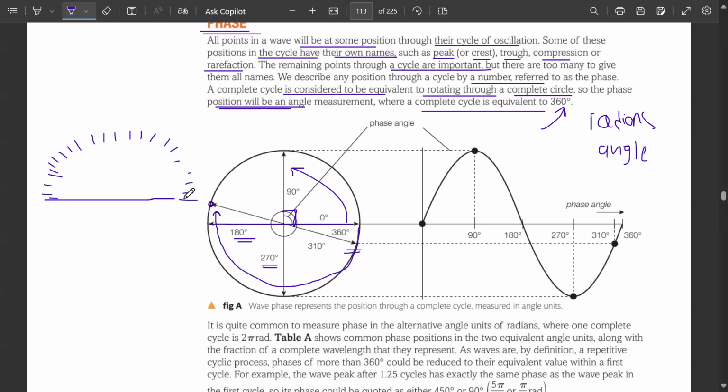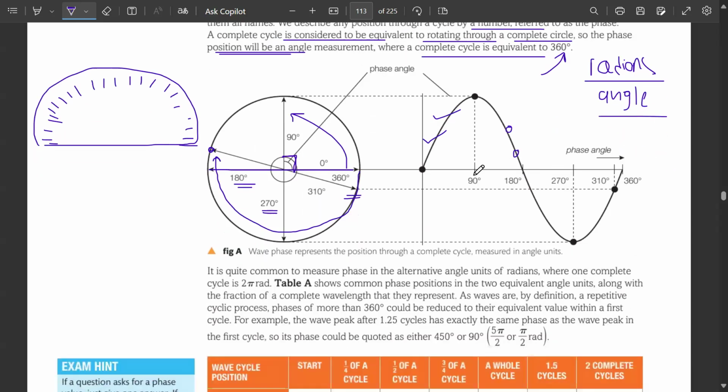क्योंकि अभी तक what have we been doing? We are talking about crest, we are talking about amplitude. What about the other points? What about this point, this point, this point? They all are going to have names now, and we are going to locate them either in the form of radians or in the form of angle. This point, ये आपका जैसे 90 डिग्री पे है. This is 90 degrees, right? Exactly 180 है, 270 है, 360 है.